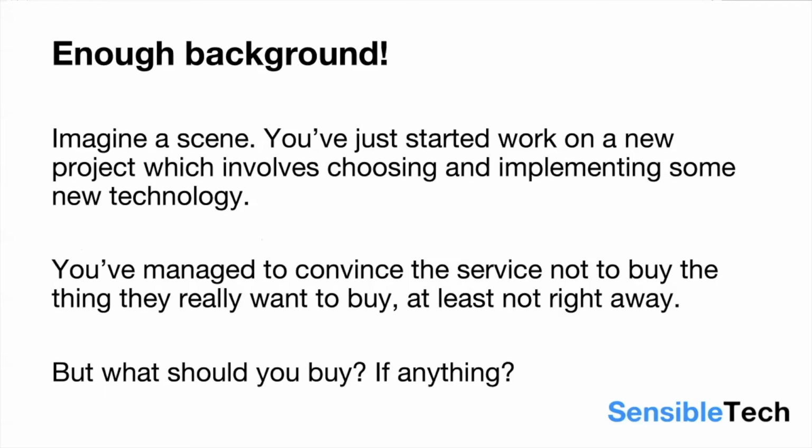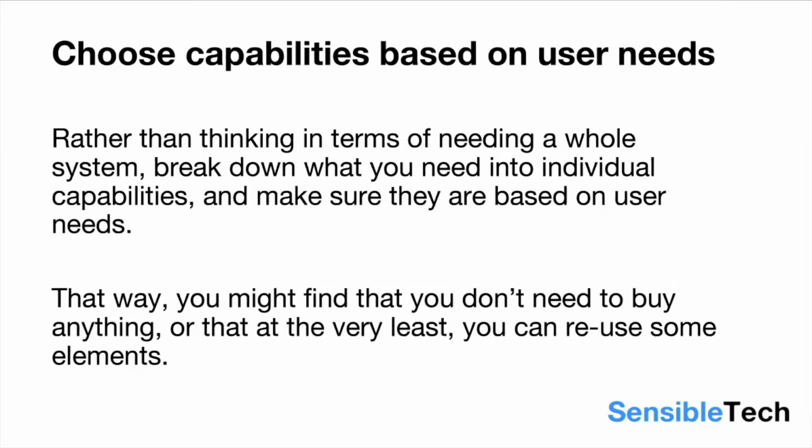So when do we start using this method? Well, let's just say you've just started work on a new project, which involves choosing and implementing a bit of new tech. You've managed to convince the service not to buy the thing that they really wanted to buy, at least not right away, because those of us working in digital services know just how often we get to that position where the solution is presented to us right away. But perhaps we've managed to convince them that we need to look into this in a little bit more detail. But how do we actually find out what we need to buy, if anything at all?